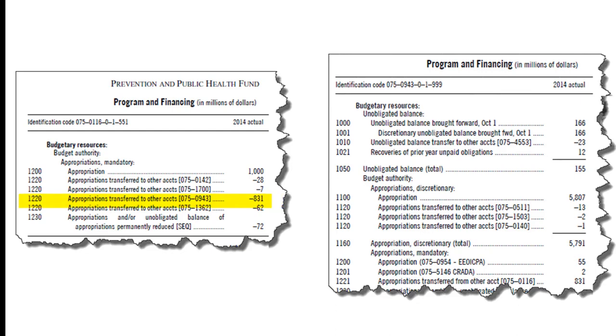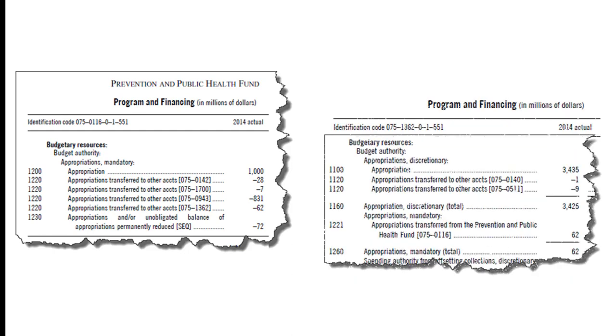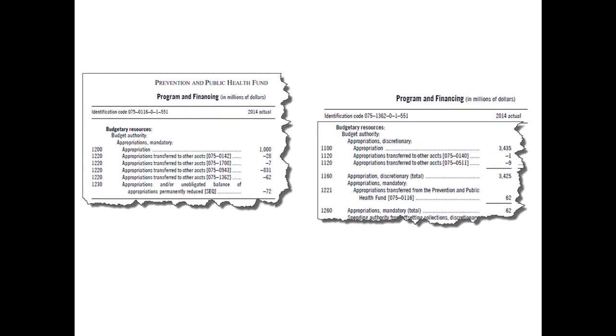$831 million was transferred to 750943, CDC. And $62 million was transferred to 751362, SAMHSA. Note in each case that the Prevention and Public Health Fund account is reduced by each transfer out, and the receiving account is increased.